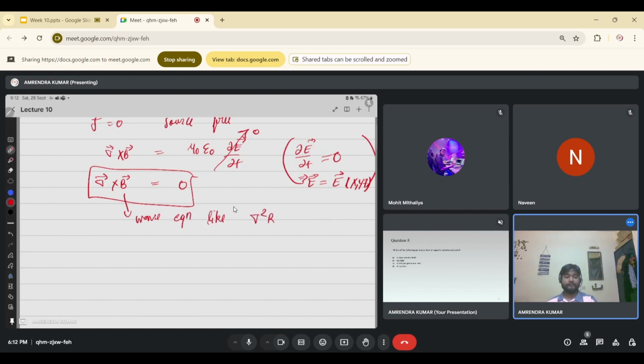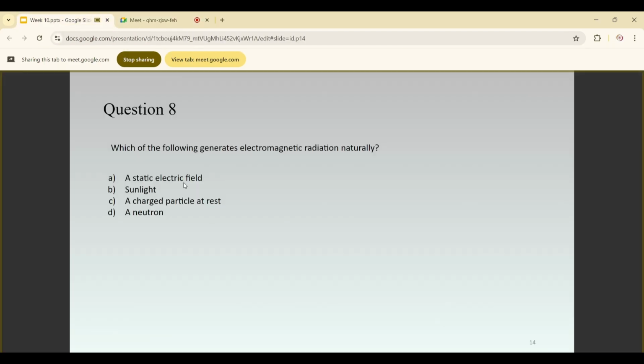Del square B minus... that means the static electric field will not generate the radiation.